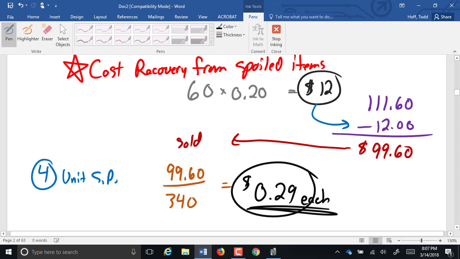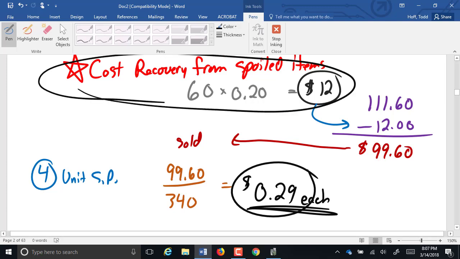So that cost recovery is not that complicated. It's just that one little extra step where you got to figure out what you get out of those spoiled items and subtract that from your total. Because you already got that money back, you don't need to get it again. So it allows you to sell your items for a little bit cheaper. Now, in many cases, that's not a big deal, but if you're in a very competitive market, shaving a couple of cents per item off your price can give you an advantage.